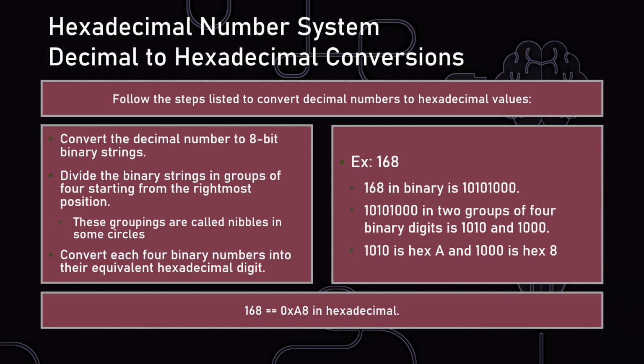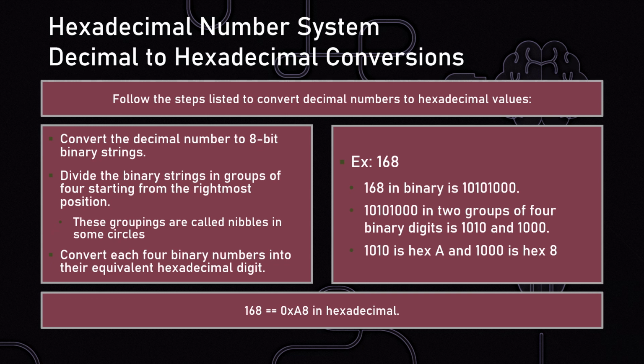We have to have an intermediary, and that intermediary, of course, is binary, which is why we did it first. So let's go ahead and convert the decimal number into an 8-bit binary string. 168 we've seen before, and that's 128 plus 32 plus 8. So that gives us 10, 10, 10, 00. In two groups of 4 sequentially becomes 1010 and 1000.